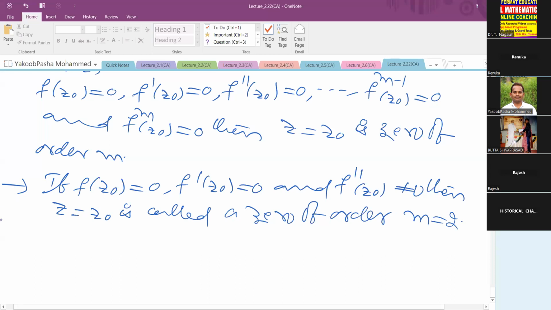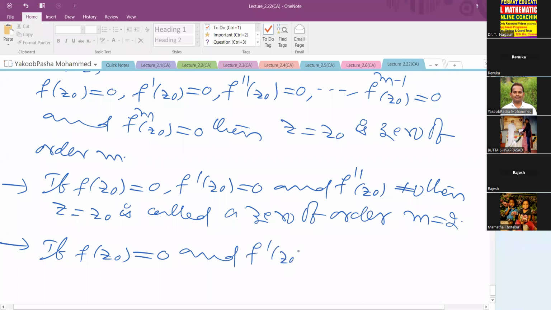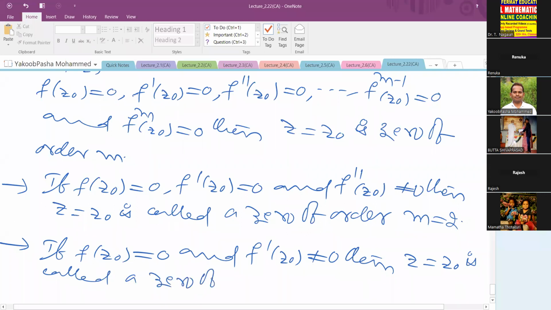Okay. In case the functional value at z0 is 0, and the first derivative at this point is not equal to 0, f dash of z0 not equal to 0, in this case, z equal to z0 is called a zero of order m is equal to 1.